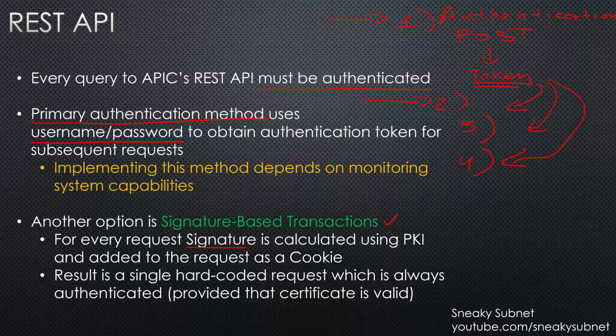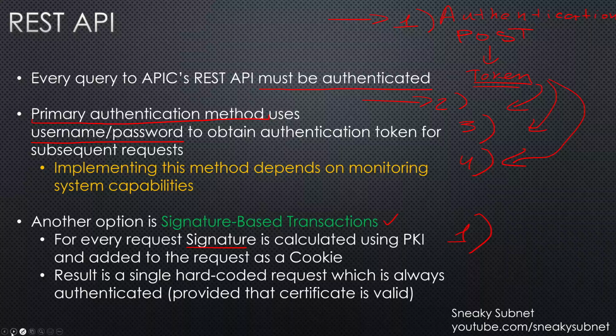Again, first to authenticate, next with our actual payload. With signature-based transactions, we need only a single request, and we will add a signature to that request, and it will be authenticated by design. So if we want to gather some information, we will send a single request. If we want to change something in ACI, again, we can send only a single request, provided that it is signed by our certificate.